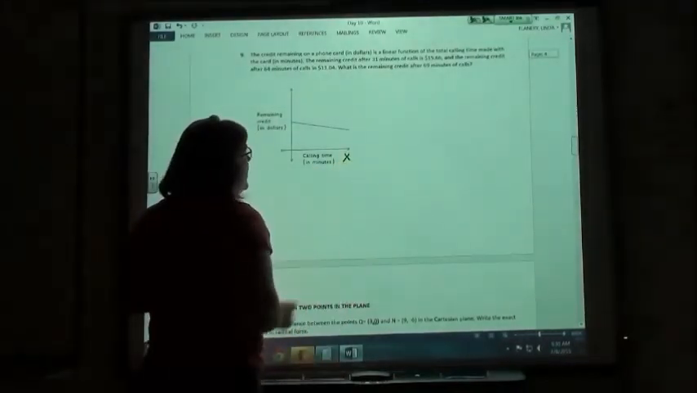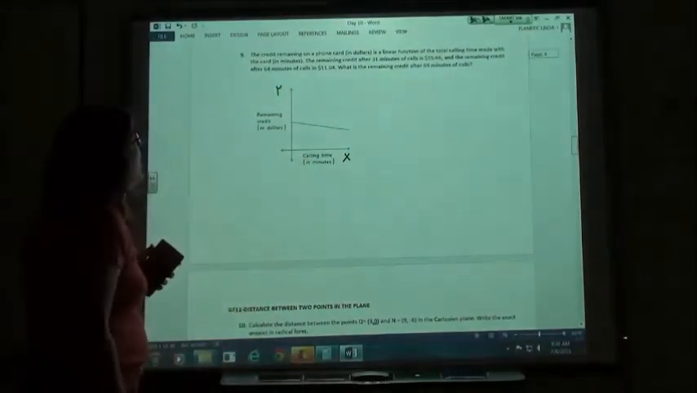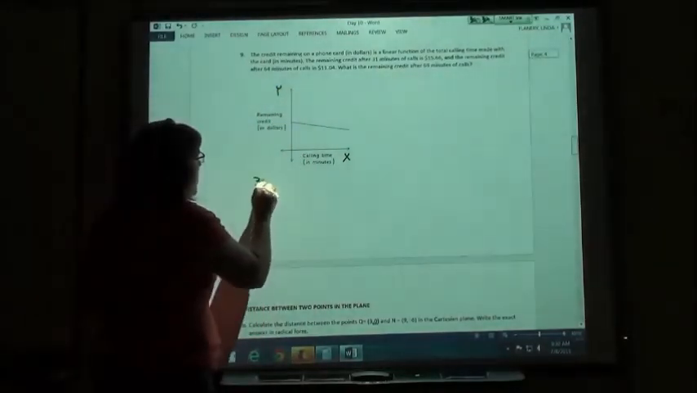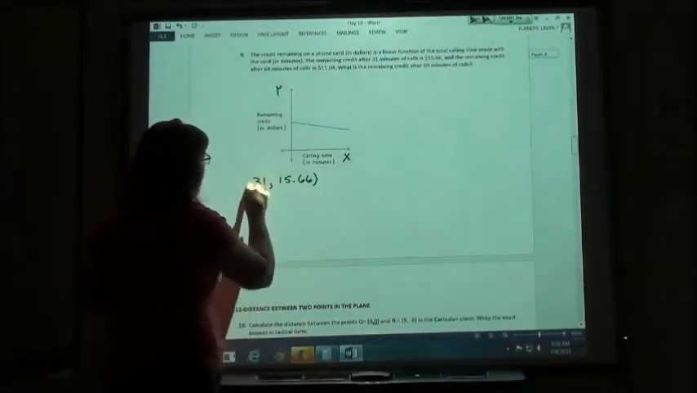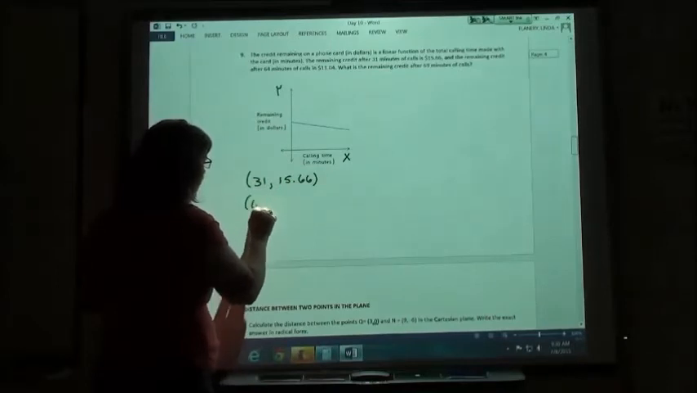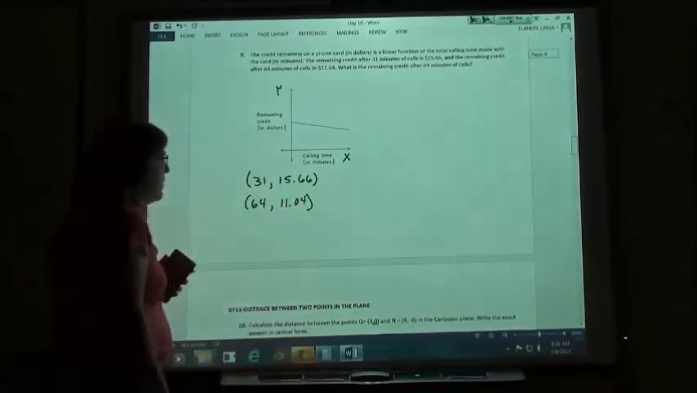So my minutes of calls is my X, my remaining credit is my Y. So 31 minutes of calls, I have credit of $15.66. After 64 minutes of calls, my credit is $11.04. So again, I'm going to find my slope.